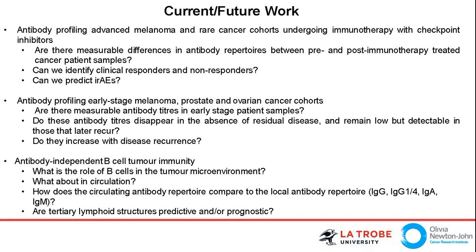Another side of this is, of course, the antibody-independent B-cell tumor immunity. So I mentioned tertiary lymphoid structures.